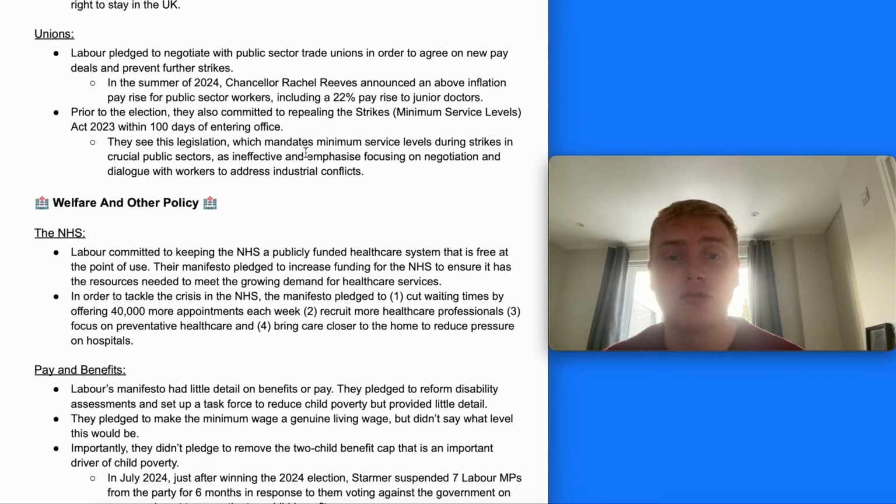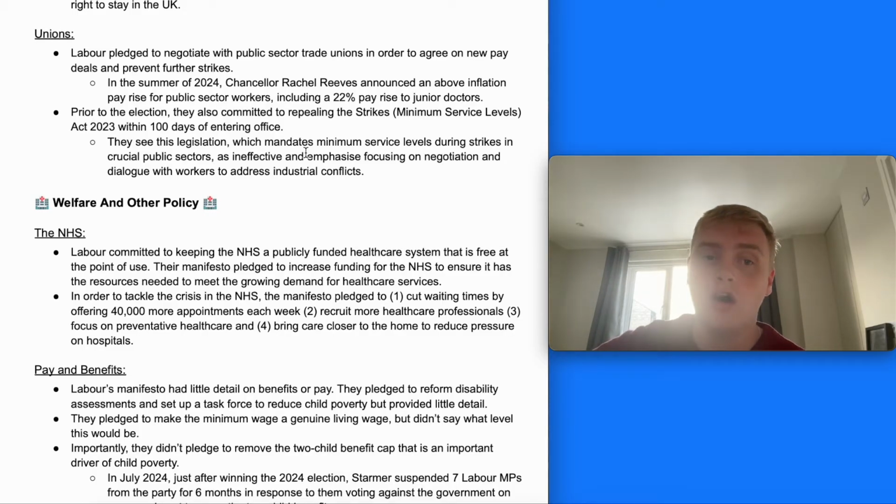And they also committed to repealing the Strikes Act within 100 days of entering office, as well as the Trade Union Act. They see this legislation, which mandates minimum service levels during strikes for crucial public sectors such as health and I think education as well, as ineffective, and emphasise a focus on negotiation and dialogue with workers to address industrial conflicts.